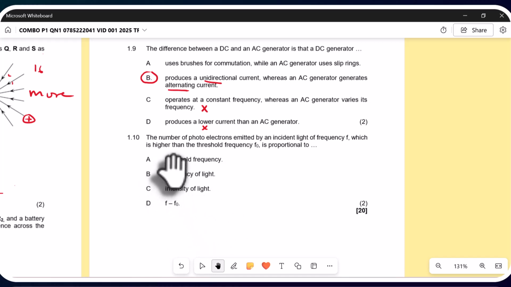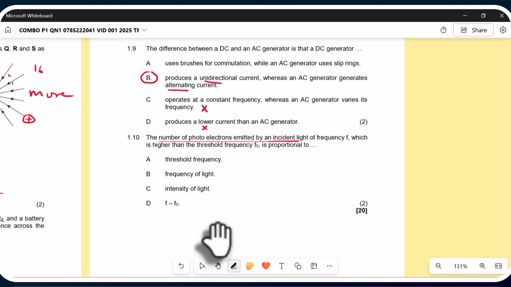It's not B, because B would be correct if the frequency was not higher than the threshold frequency. They didn't say that it was higher than threshold frequency, but because it is higher than threshold frequency now, that's not a reason anymore, but instead now we talk about the intensity. The higher the intensity, we're going to get more photoelectrons.